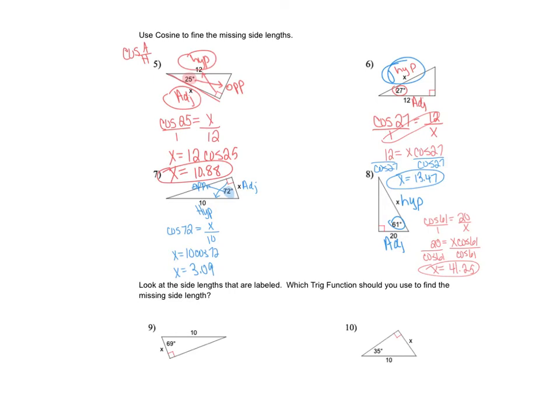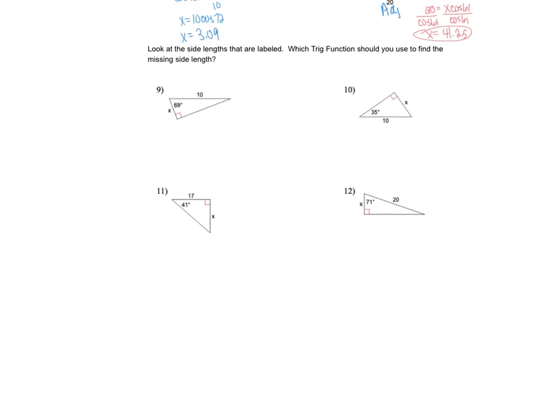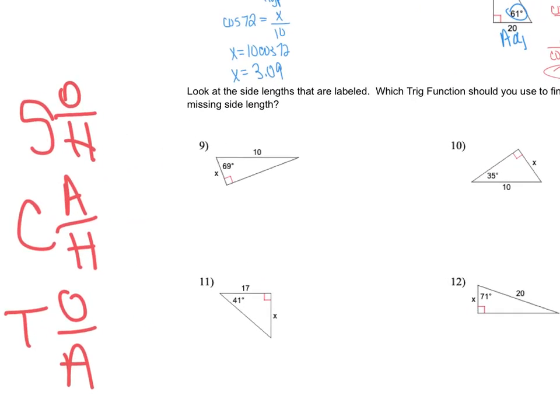Okay, so the last four here, you have to decide which trig function am I going to use. Let's put this down here off to the side. Sine is opposite over hypotenuse. Cosine is adjacent over hypotenuse. Tangent is opposite over adjacent. SOHCAHTOA.